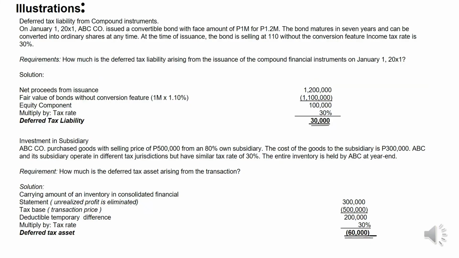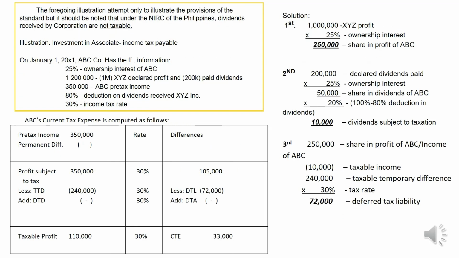Ito yung mga halimbawa kung paano makuha yung nasa formula. The foregoing illustration attempts only to illustrate the provision of this standard, but it should be noted that under the NIRC of the Philippines, dividends received by corporation are not taxable. Ibig sabihin, ang kinita ng investment ng korporasyon sa ibang korporasyon ay walang kaltas na buwis ayon sa NIRC of the Philippines. This illustration is an example of investment in associate income tax payable.